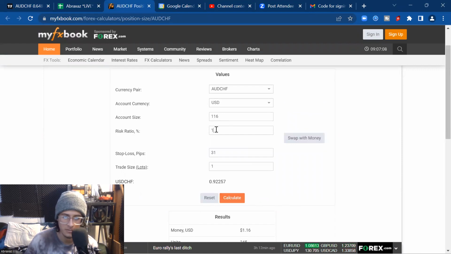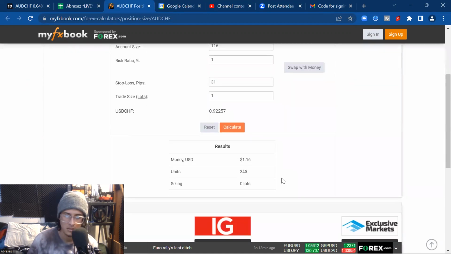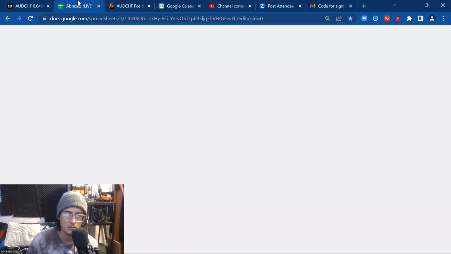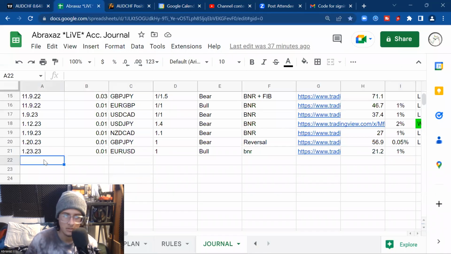So really, it's probably like 0.05% of my account. But actually, I can't even put a 0.05. It has to be 1%. Yeah, that's fine. I put a 0.01, so that's cool.